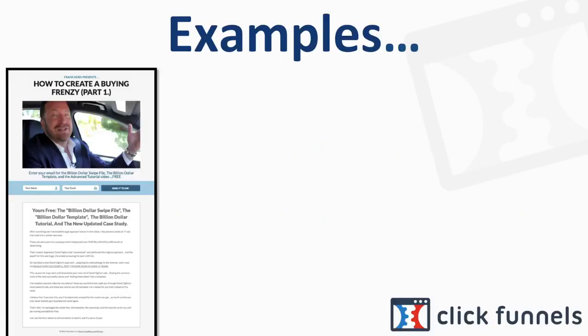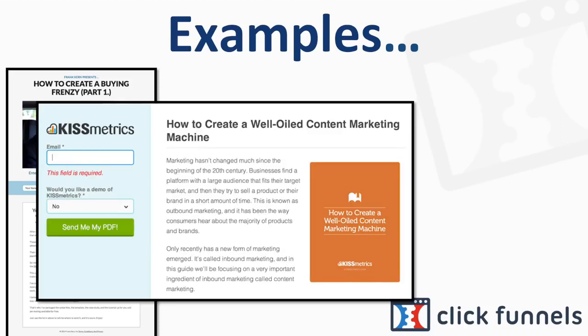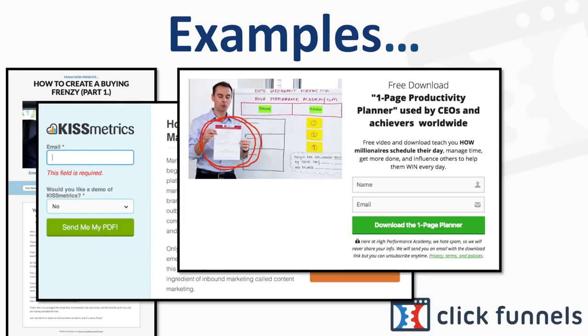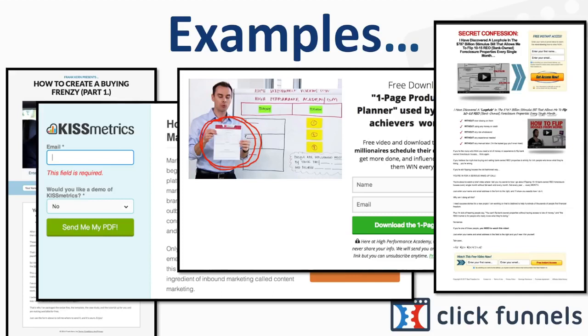Here's an example of some squeeze pages, some of my favorite ones I've seen in the past. This is one that Frank Kern did. This is one that Neil Patel did at Kissmetrics, giving away some white papers. This is one where Brendon Burchard gives away his productivity guide. This is one where someone gives away a free video, which actually ends up being the sales video for the product they're trying to sell. So these are basic squeeze page examples. There's tons of different ways to do them, but that's kind of what they traditionally look like.